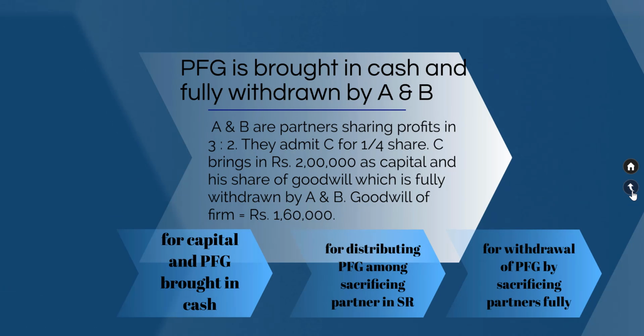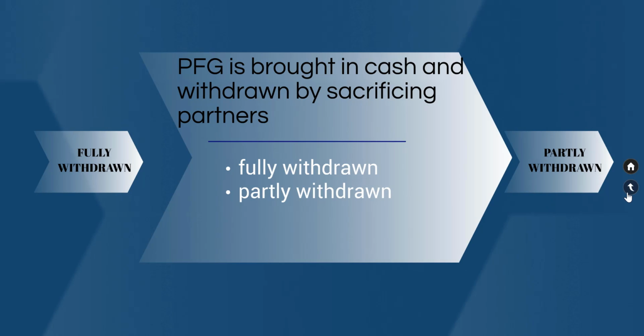So in this case, we have 3 journal entries. The first one for the capital and the premium for goodwill brought in cash. The second entry for distributing the premium for goodwill among the sacrificing partners in sacrificing ratio. And the third journal entry for the withdrawal of premium for goodwill by the sacrificing partners. Now what if the sacrificing partners decide to only partly withdraw the amount of premium for goodwill?